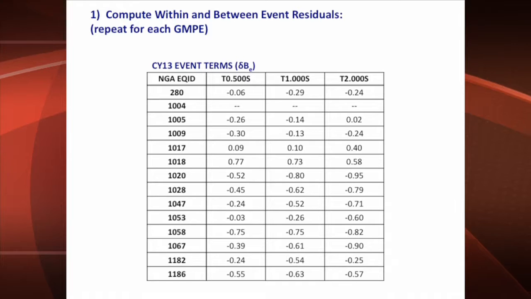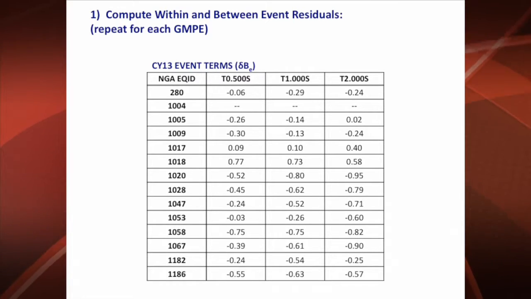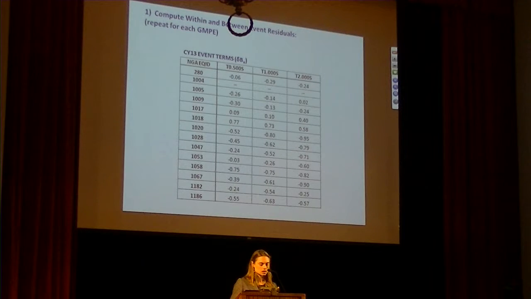Okay, these are the event terms for Chu and Young's. We still need to pull them out for the other ones, but I'm just going to use Chu and Young's as the example here. So these are the event terms at 0.5 seconds, 1 second, and 2 seconds. And they did not include this particular earthquake in their model.